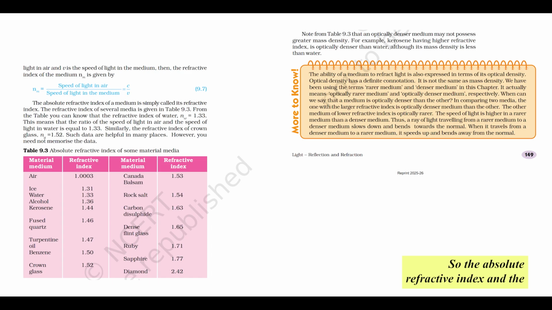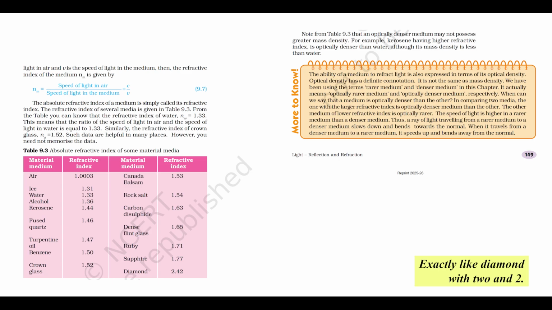So the absolute refractive index n of a medium is n equals speed of light in air, c, over speed of light in the medium, v, equation 9.7. So when you see refractive index of water is 1.33, table 9.3, it means light travels 1.33 times slower in water than in air or vacuum. So a higher refractive index means light travels slower in that medium.